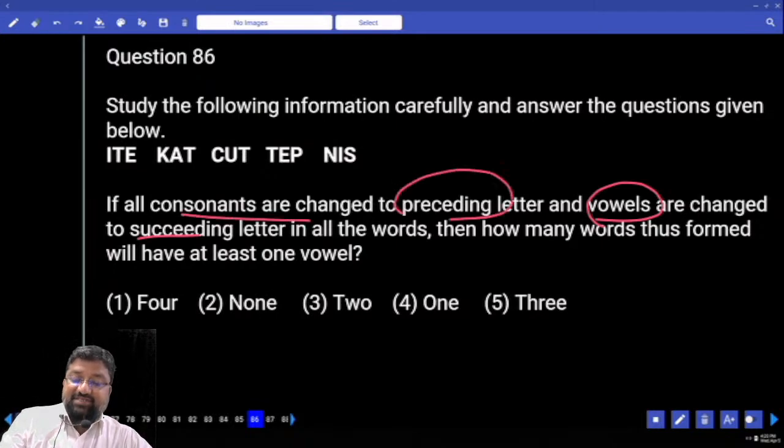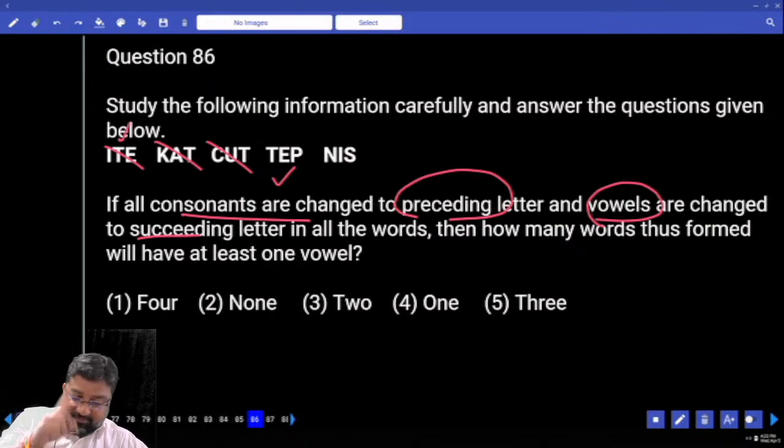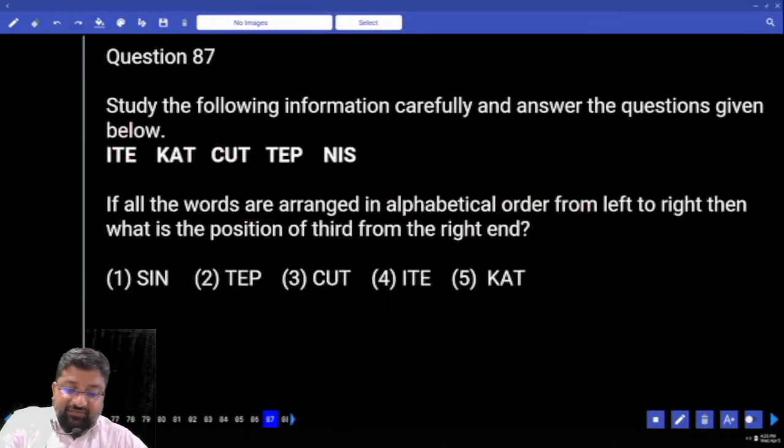Consonants, the preceding. T. What comes before T? Yes. What comes before K? J. What comes before T? Yes. What comes before C? B. Before T? Yes. Before T? Yes. Before P? O. M N O P. O is a vowel, right? Before N? M. Before S? R. What's the answer? Only 1. Understood?